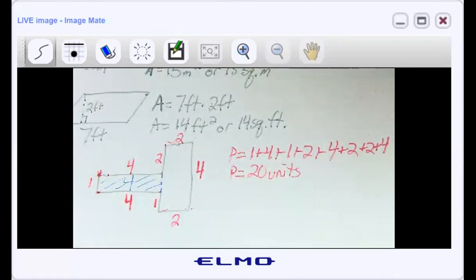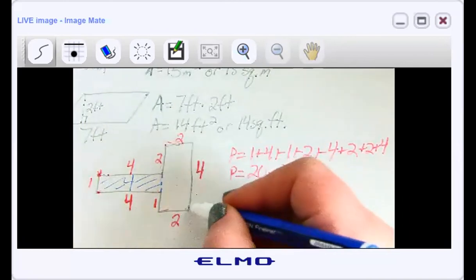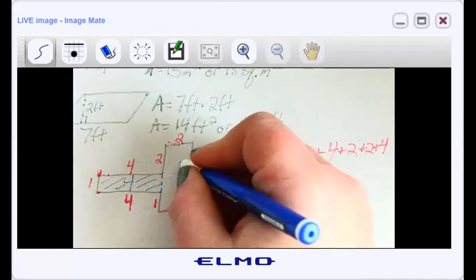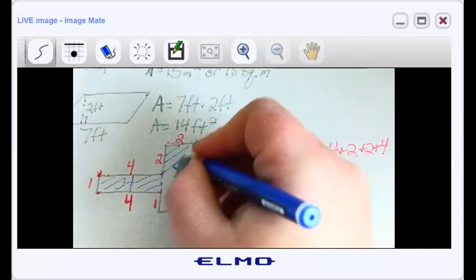Someone tell me. What's the area of this rectangle? Yes, thank you. 8, right? It's 2 times 4. Base is 2, the height is 4. So this would be 8 in here for the area of this thing.